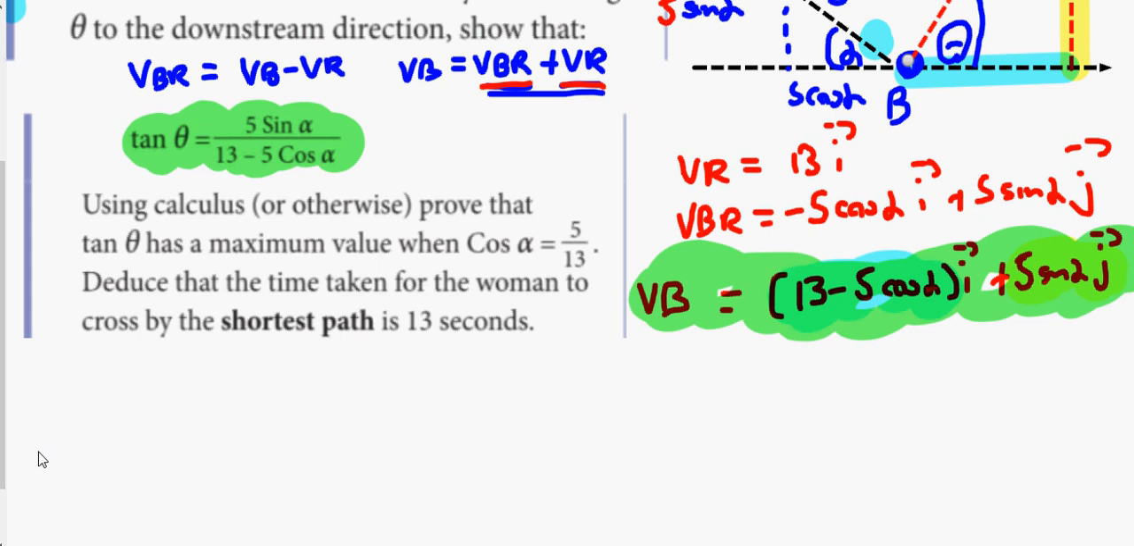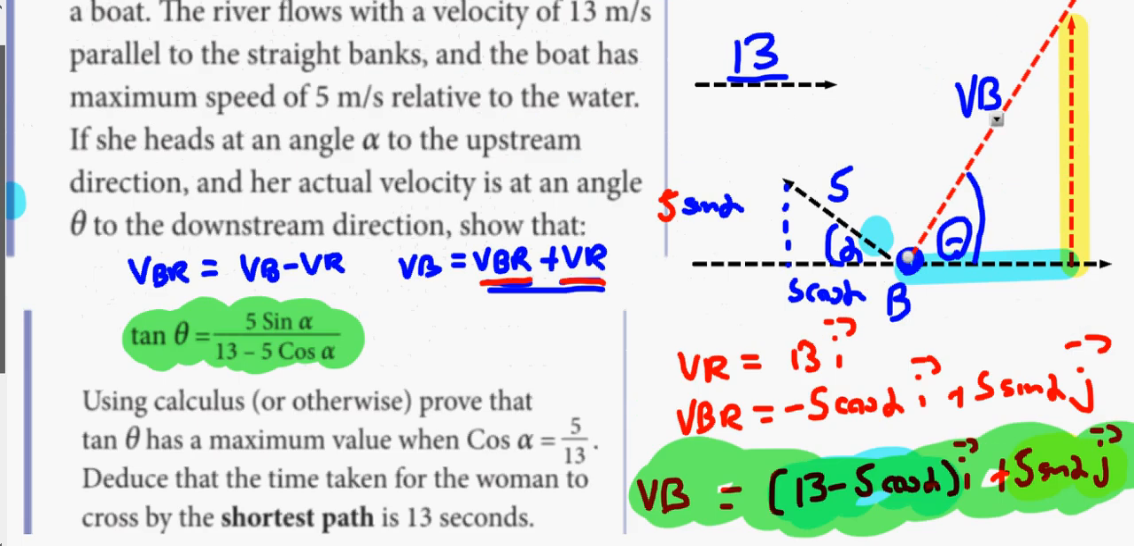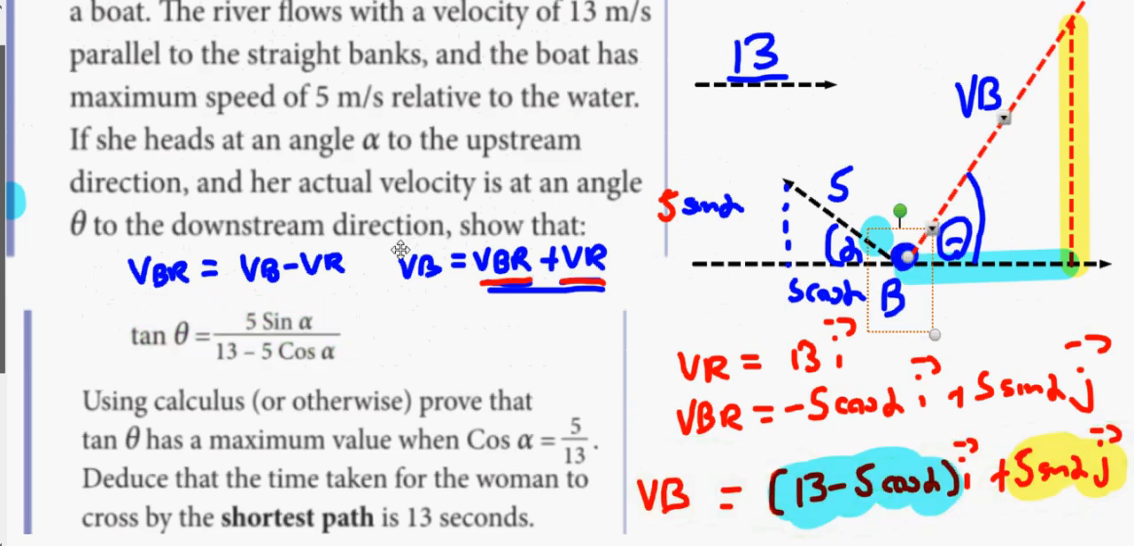How do you show that tan alpha is... Sorry, you must have missed that part, Michael. See this here? That's theta. The yellow part is the j component of your velocity. The blue part is the i component of your velocity. Tan is opposite divided by adjacent, which would be 5 sine alpha over 13 minus 5 cos alpha. Is that okay with you guys?